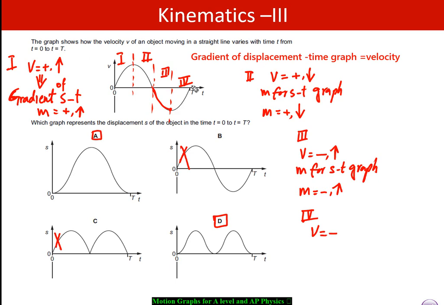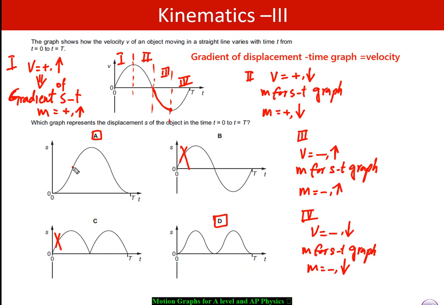Is the velocity increasing or decreasing? Velocity is decreasing. It's from higher velocity to lower velocity. So velocity is decreasing. How about M for ST? The slope for the ST graph we can also write down. It has to follow the same pattern. So M has to be negative and M has to be decreasing. Now let's look at this one now.